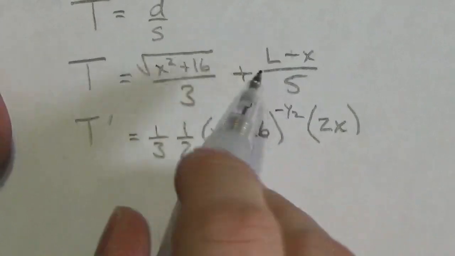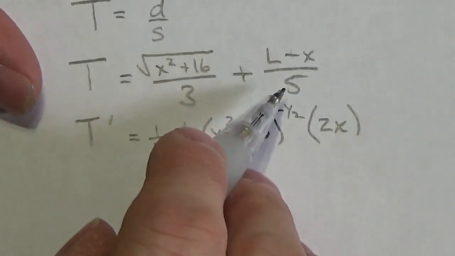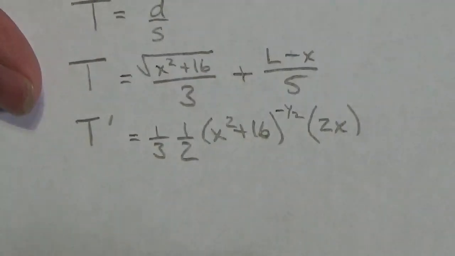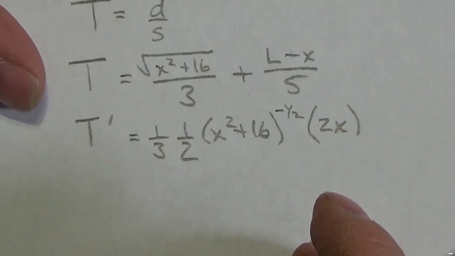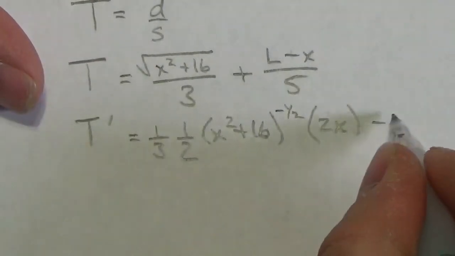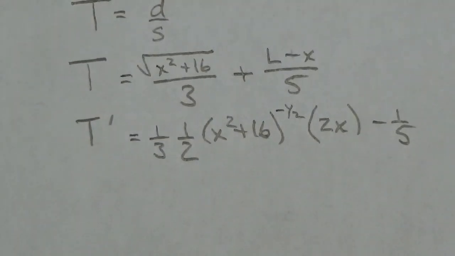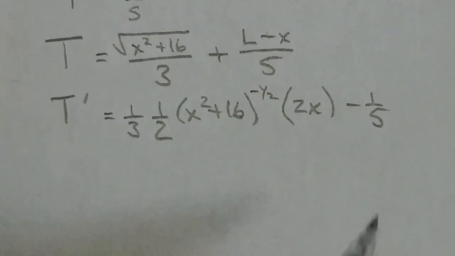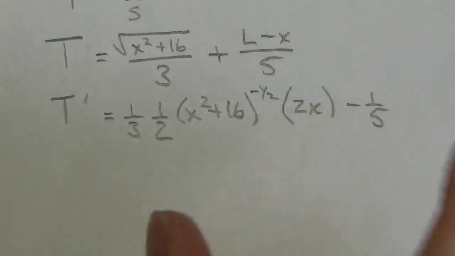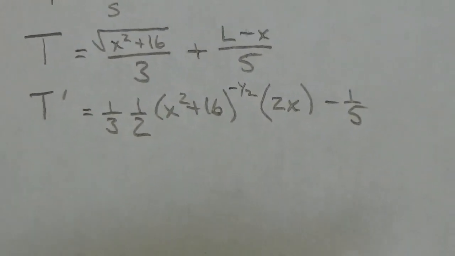Now, over here, if I distribute that 5 to the two terms in the numerator, I get L over 5, and then I get negative x over 5. Well, the derivative of L over 5 is just 0. The derivative of negative x over 5 is going to be negative 1/5. Okay, now, that turned out pretty nice. There's a little bit of a mess here, but it turns out this is going to end up looking fairly nice in just a moment.